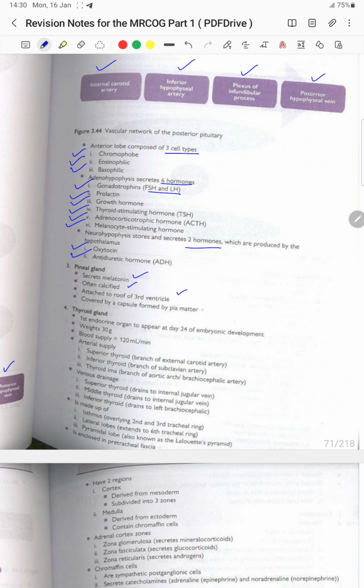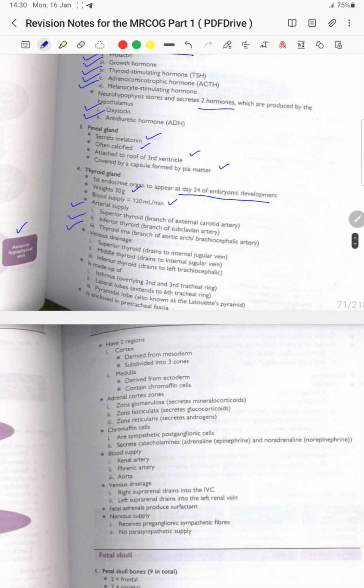The pineal gland secretes melatonin, is often calcified, and attaches to the roof of the third ventricle. It is covered by a capsule formed by the pia mater. The thyroid gland is the first endocrine organ to appear, at day 24 of embryonic development. It weighs 30 grams, and blood supply is equal to 120 ml per minute. Arterial supply is the superior thyroid, which is a branch of the external carotid artery, the inferior thyroid, which is a branch of the subclavian artery, and the thyroidea ima, which is a branch of the aortic arch and the brachiocephalic artery.